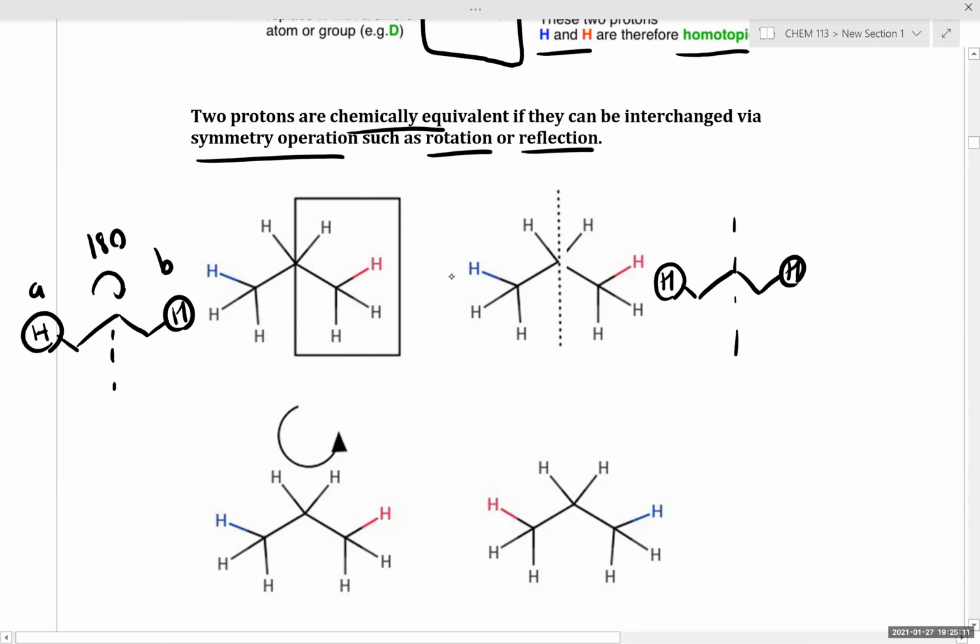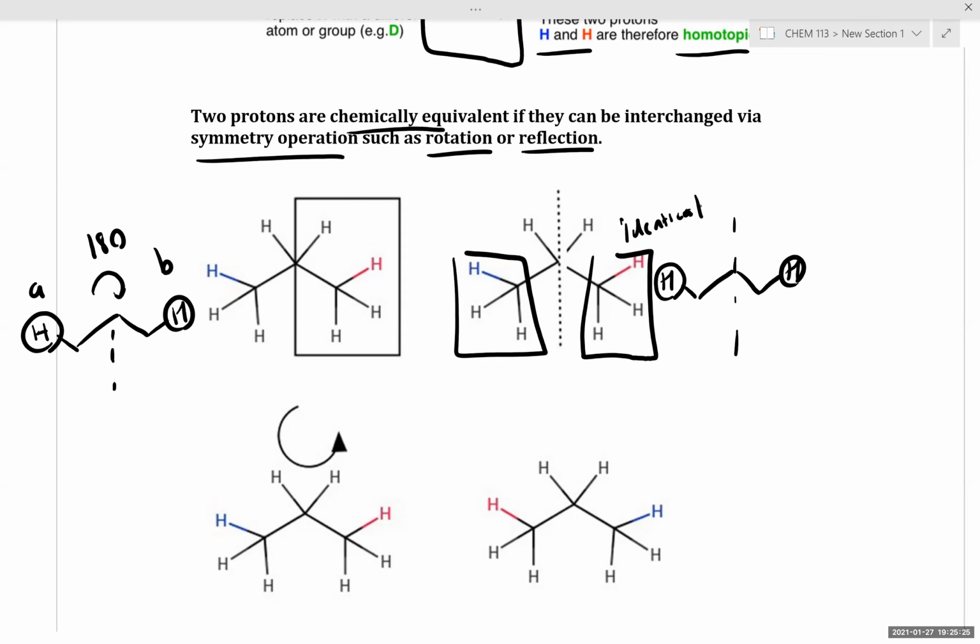And we can extend this idea: this group of protons and this group of protons are all identical. They are chemically equivalent. Does that idea make sense?